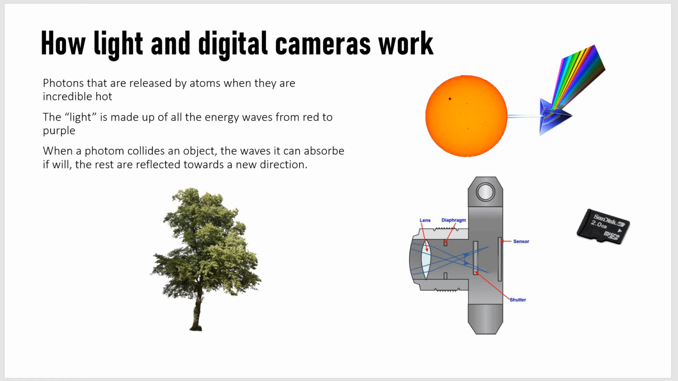Now, before we get into how computers represent images, we first need to understand the nature of seeing, the nature of light, the nature of images that we see with our eyes. So just a quick science lesson for you. Light is just photons that are released by atoms when they're incredibly hot. So the sun is one example. It is most of the light that we see here on Earth. The light that travels to Earth from the sun is white.